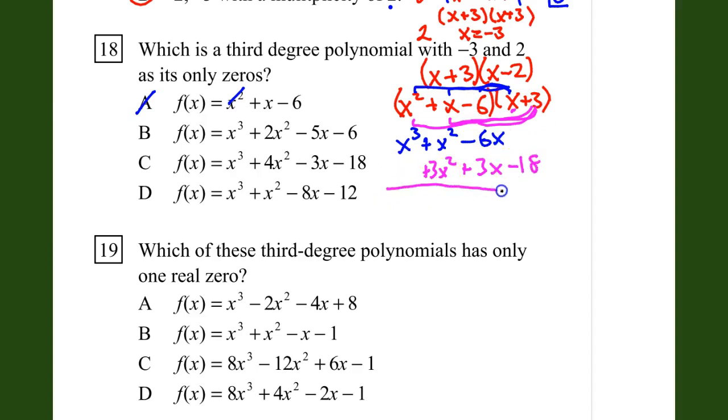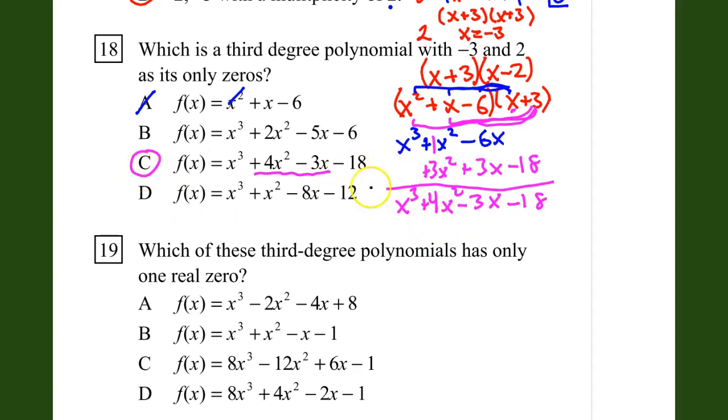All right, so just on the first and last terms alone, x to the third and -18, it looks like my answer is C. But I want to make sure I still get these two in the middle. Those two are pretty solid. When I add this up, 3 plus 1 is 4x squared, and -6 plus 3 is minus 3x. So that does match up.